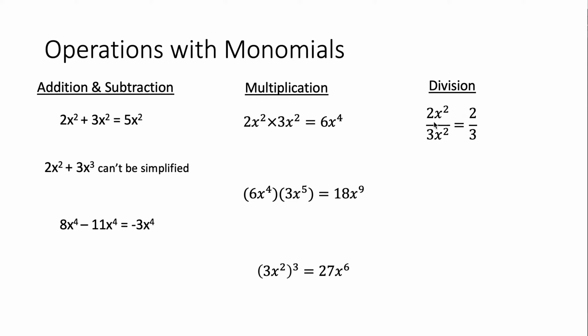Division, well, 2x squared divided by 3x squared, the x squareds cancel out. We're assuming in this case that x does not equal 0. I should have written that. X does not equal 0. Same thing here. 10 divided by 2 is 5. X to the 5 divided by x to the 3 is x squared.